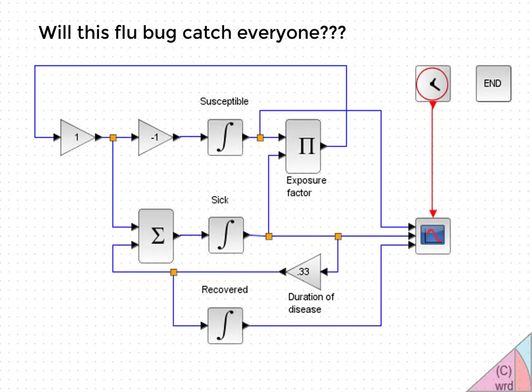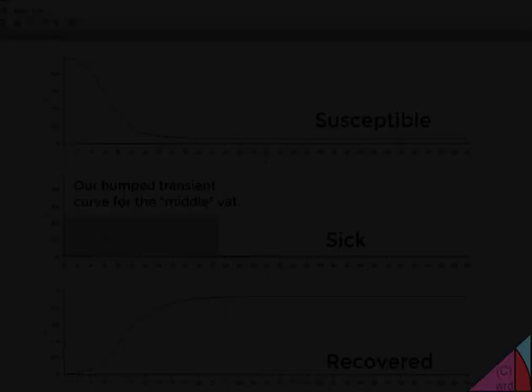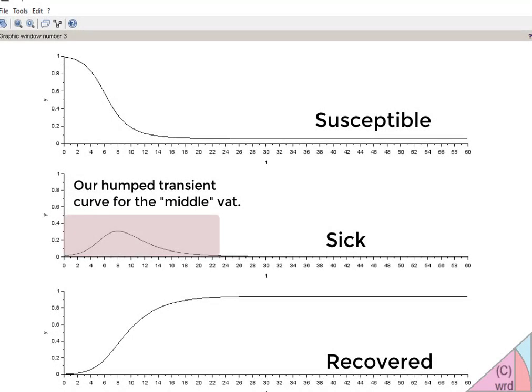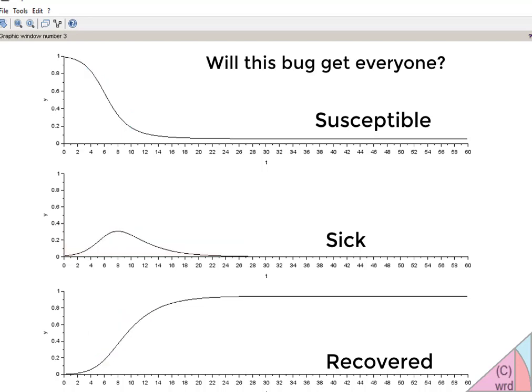Will the flu bug get everyone? Let's run the model and ask the question again. We have a 2 VAT flow style humping curve between 2 S-shaped curves. Susceptible drops while recovered grows. Recovery, of course, lags susceptible by about 3 days to account for people being sick. What about our dilemma? Will the bug get everyone?